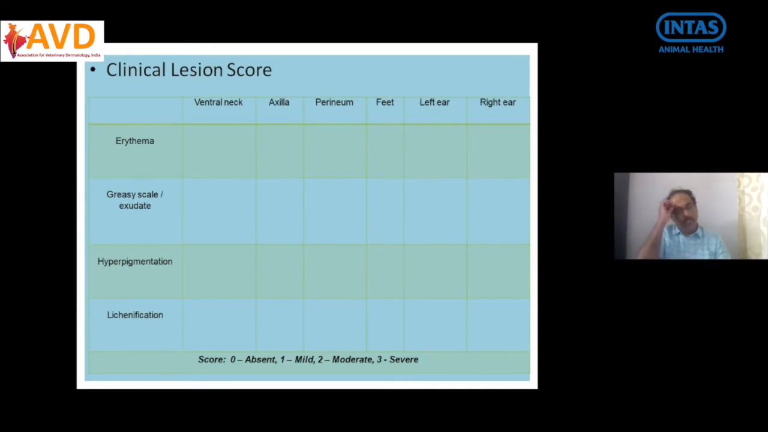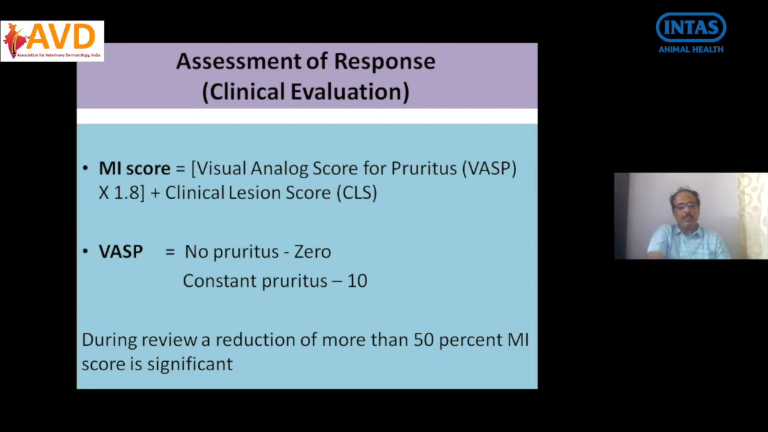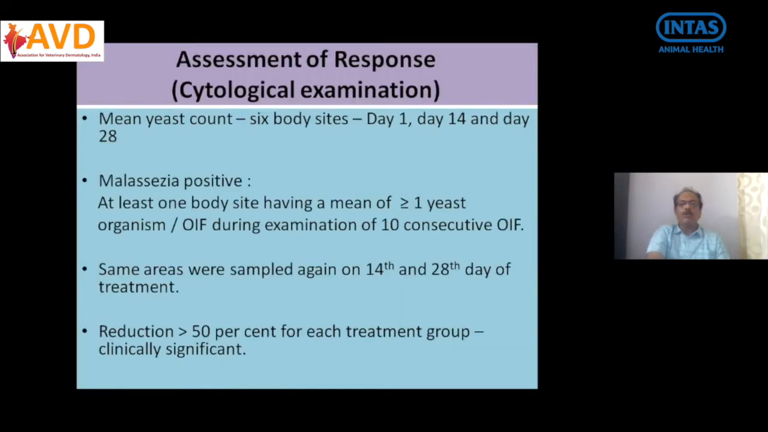And the clinical lesion score, a clinician will do. The score will range from 0 to 3. You can look for lesions like erythema, greasy scale or exudation, hyperpigmentation, lichenification at various sites. So these 4 different clinical lesions at 6 different sites can give a maximum score of 72. So the clinical lesion score will be a total of 72 plus the previous visual analog score of 18. Thus the maximum total MI score will be 90, if the animal is highly pruritic. And depending upon this clinical evaluation parameter, you can assess the progress of treatment response, or you can assess the response of the treatment by a cytological examination also.